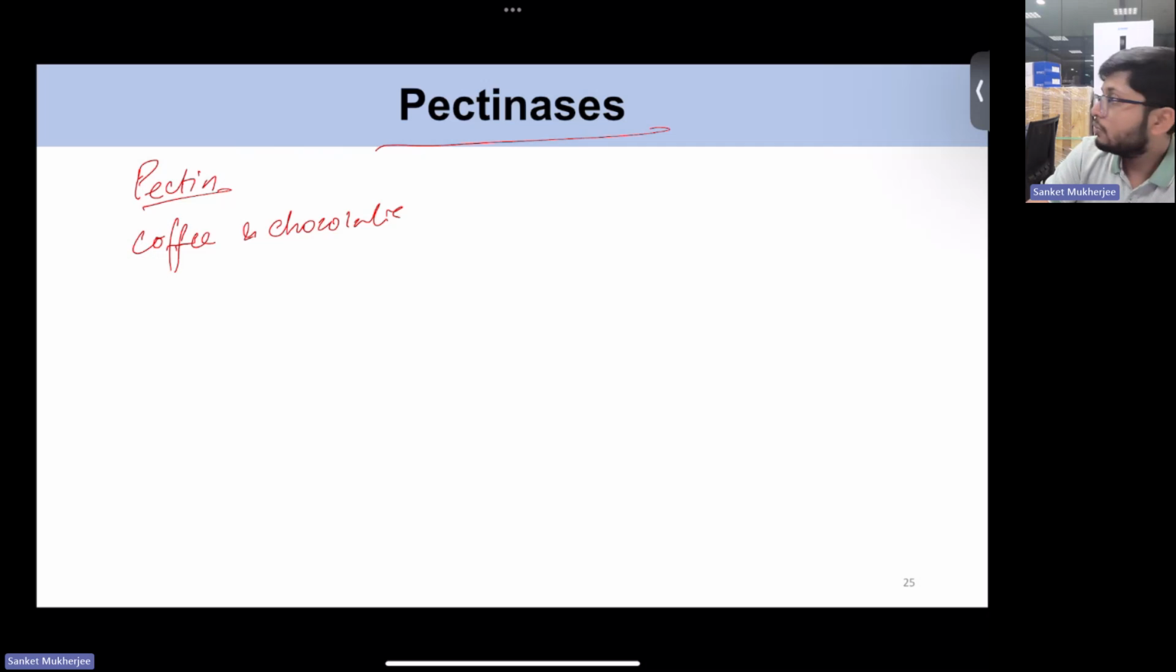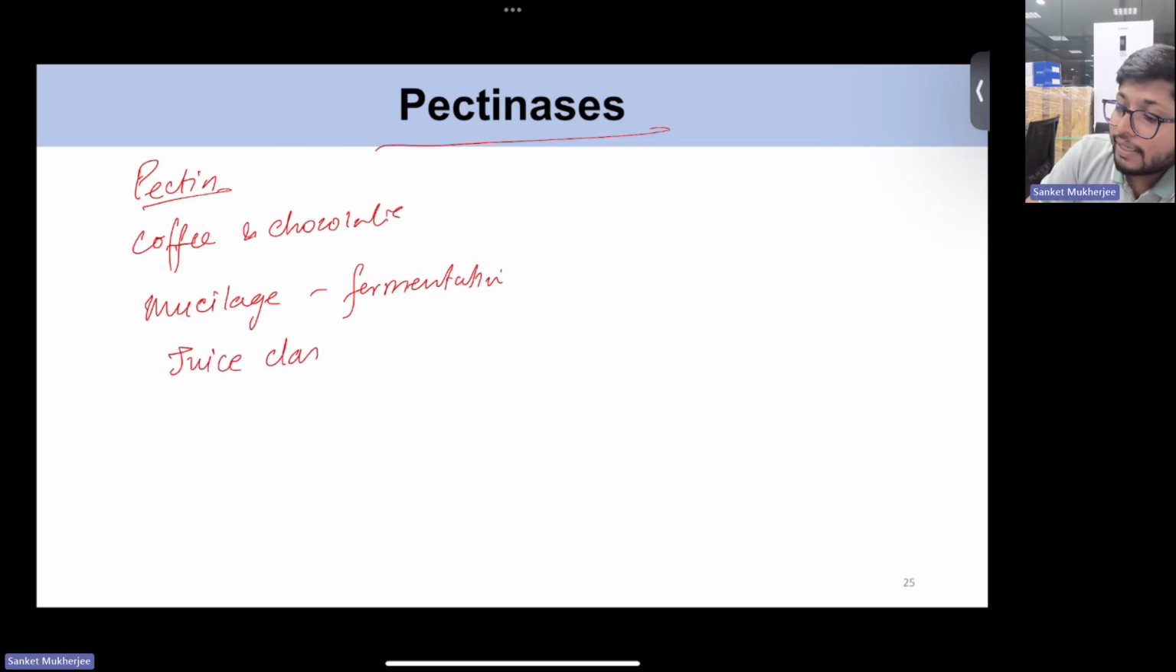Pectinases are also used in removing mucilage, which is developed during fermentation, right? Pectinases are also used, you have already studied about them, for juice clarification. It enhances the antioxidant effects of juices, and it gives the color also, increases the colors.